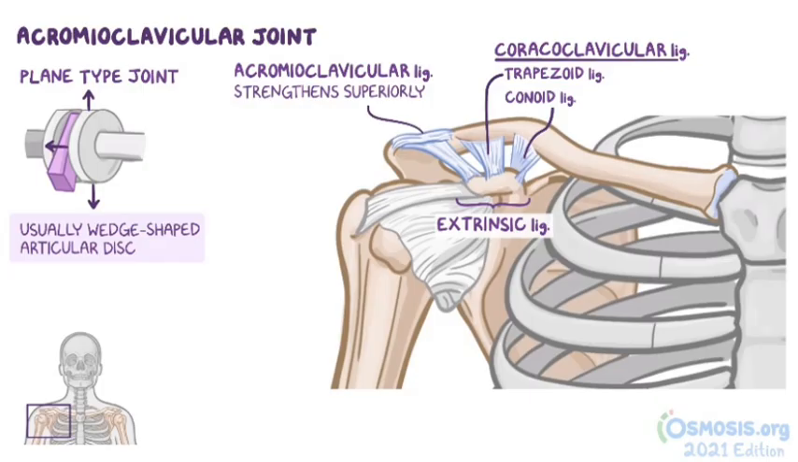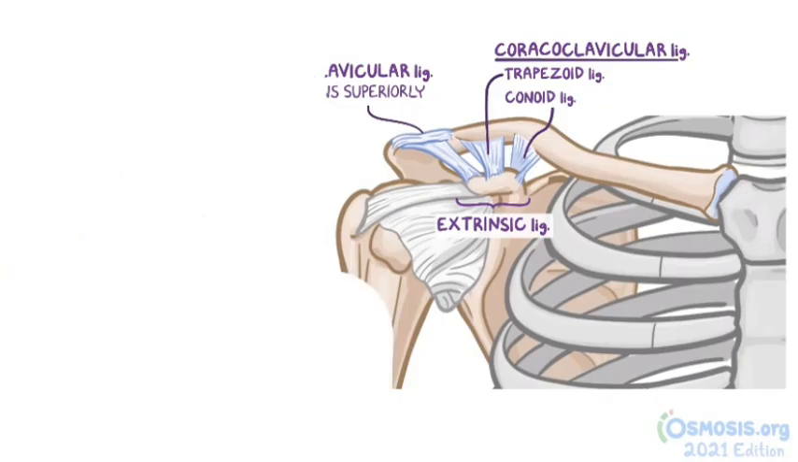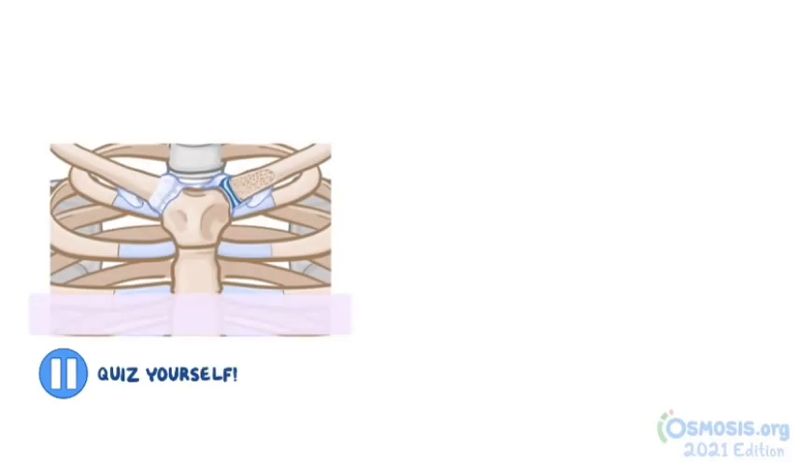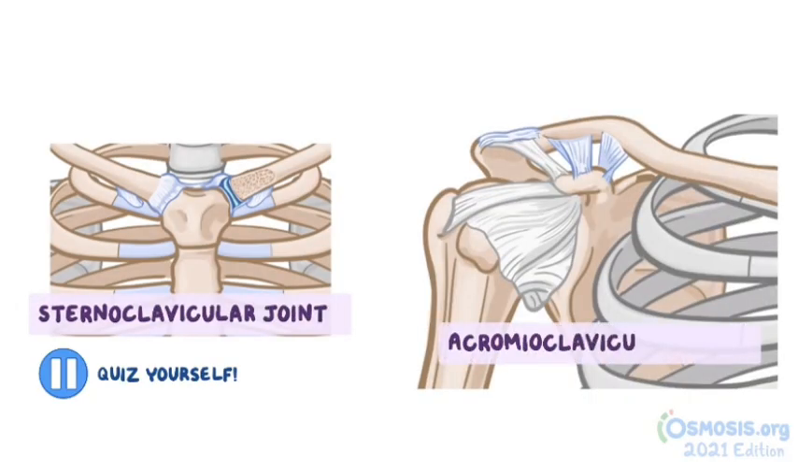And the trapezoid ligament, you guessed it, looks like a trapezoid. So no surprises here. It's attached to the superior surface of the coracoid process, from where it extends laterally to the trapezoid line on the inferior surface of the clavicle. Alright, before we wrap up, feel free to hit the pause button and see if you can remember the ligaments of the sternoclavicular and acromioclavicular joint.